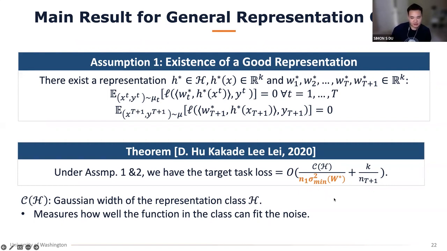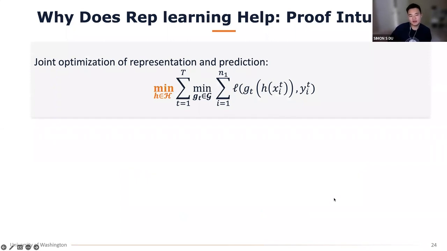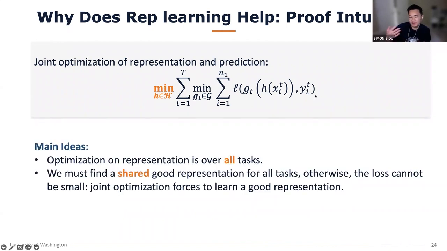All right. So here, let me briefly talk about why representation learning works. There's some intuition behind the proof. The key thing lies in this joint optimization of representation and prediction. Remember, in the minimization step, we are trying to find H that is commonly good for all the source tasks, right? This is a minimization problem, and optimization on representation is over all the tasks. So from the optimality condition, we must find a shared good representation for all tasks. Otherwise, the loss cannot be small, right? You will find some better ones that is even smaller than the one you find.